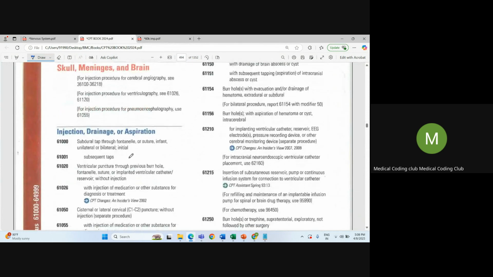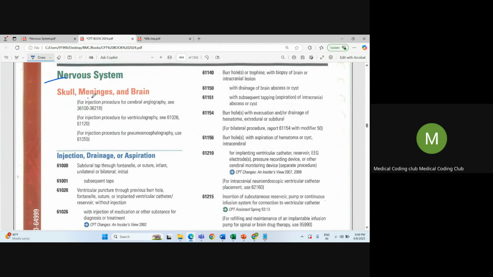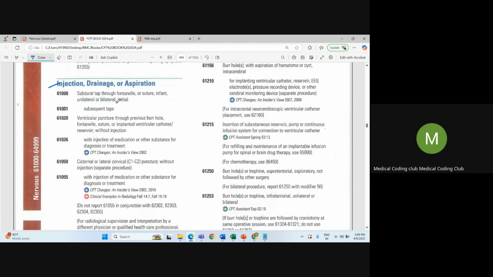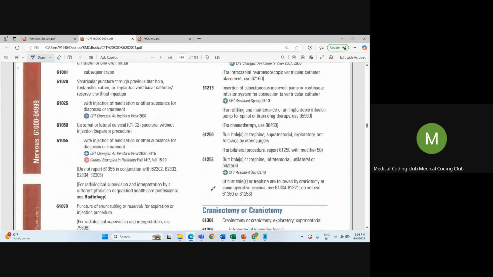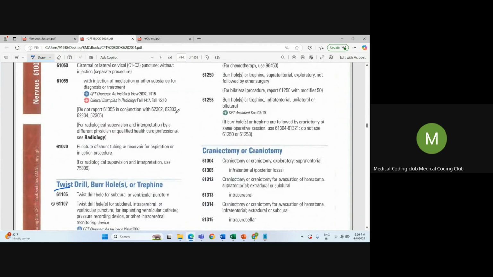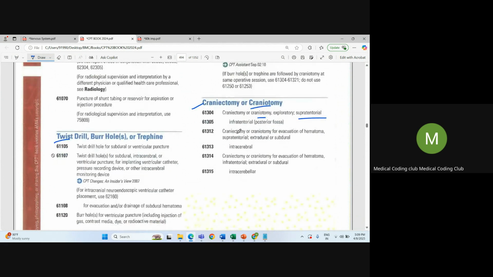So you can see this is again important. Meninges, inflammation of meninges called meningitis. So that is also a repeated terminology question. And injection, drainage, aspiration, twist drill hole, and burr hole. Both are important. Navigate all the codes and understand. All of these things I'll be teaching in classes. Craniectomy or craniotomy. You can see here, craniectomy or craniotomy, supratentorial and infratentorial.